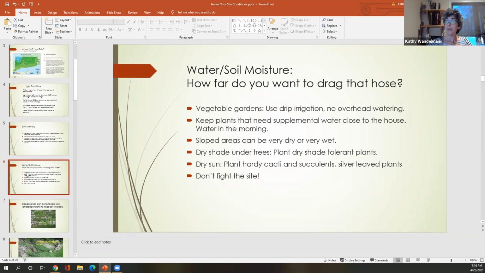For sure, if you've got a vegetable garden, you need to have that in full sun, and that will need pretty constant watering. So that would be one situation where I would definitely recommend that you irrigate and do yourself a favor, install a drip irrigation system. Overhead watering of your vegetable garden is not a good idea, and it's a very inefficient use of water.